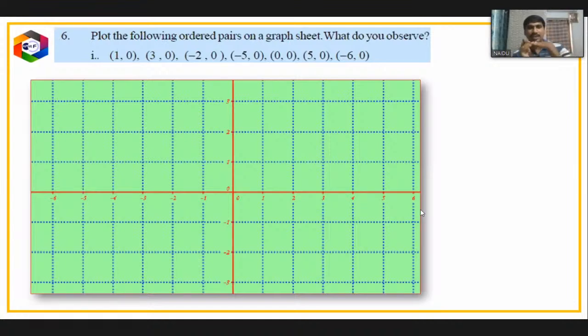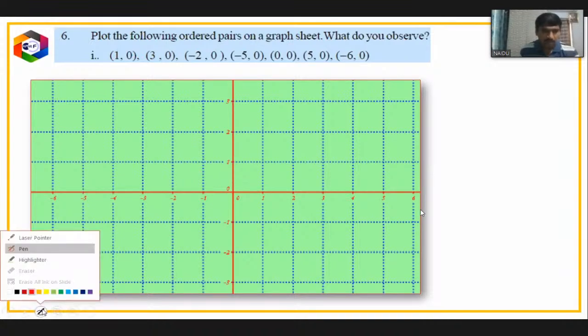That means the distance either upside or downside is 0. It means that point should definitely lie on the x-axis. And the x coordinate is given, that is the x distance. So let us write down. Here this is 1 comma 0. So this is 1 and there is no y distance. So I am going to write this one as 1 comma 0 here.